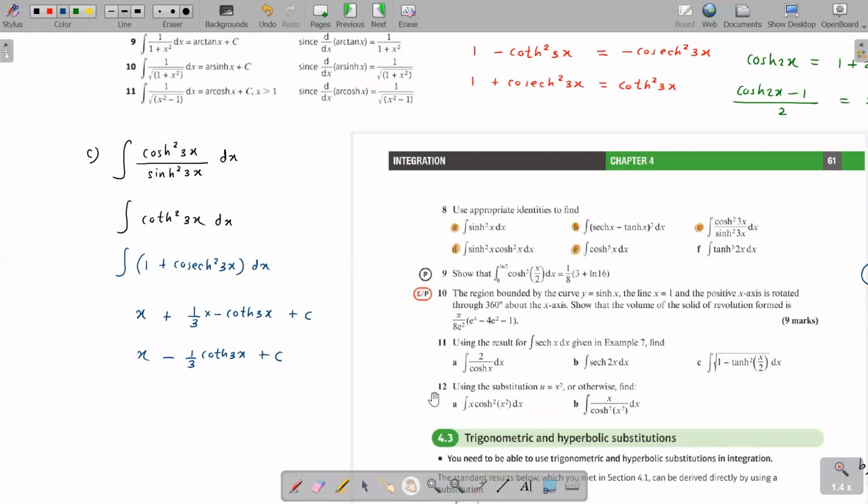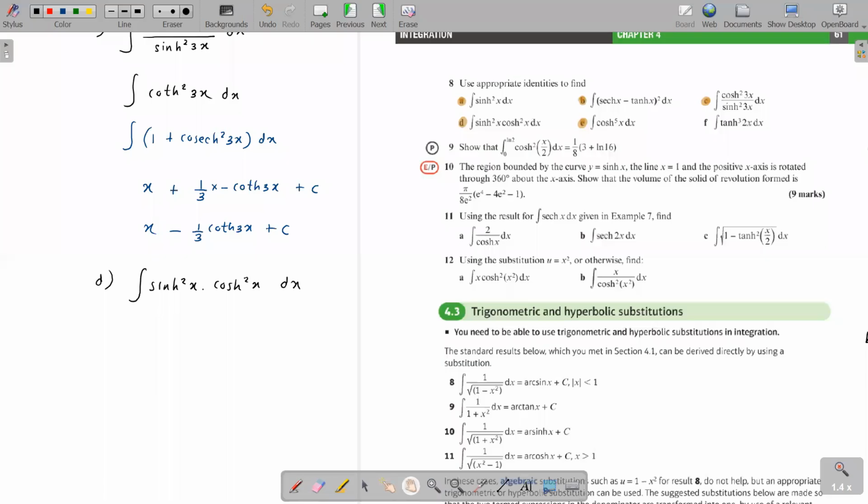Okay, now let's try part B. I think it's going to be more of a challenge. Integration of sine square x cos square x dx. Okay, how do we do this? You can use the same techniques you used in P4, right? Okay, so sine square x cos square x integration, how do we do it? So we can use a technique similar to what we did in P4.